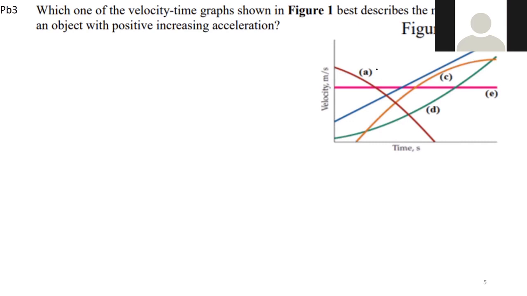Here I give you a velocity time graph, V as a function of time. And I give you A, B, C, D, E. Now the question is, which of these curves, A, B, C, D, E, describes best the motion of a positive increasing acceleration? So some gentlemen are writing in the chat. So let me check the chat. You can unmute yourself, okay? And just tell me what you think.